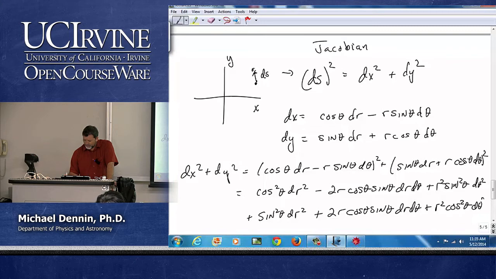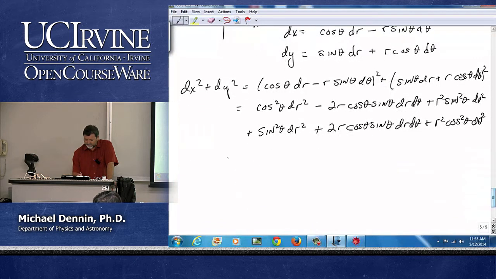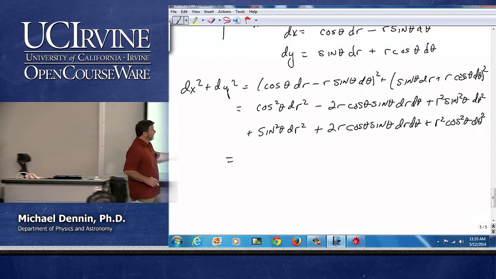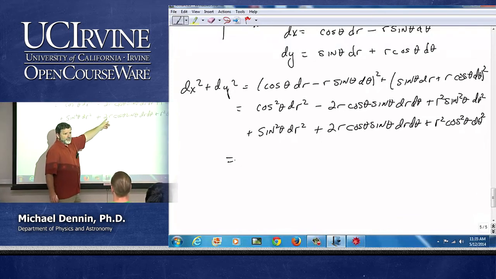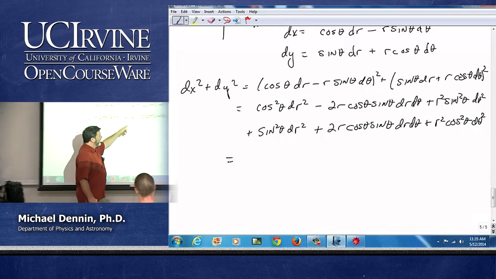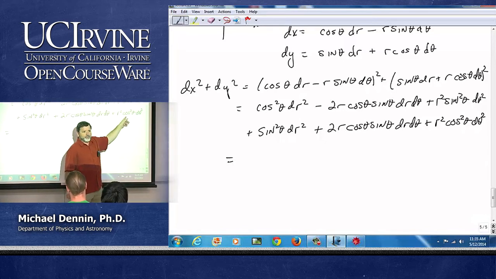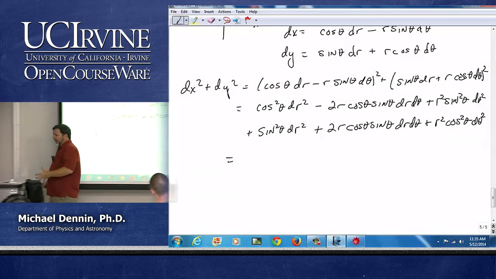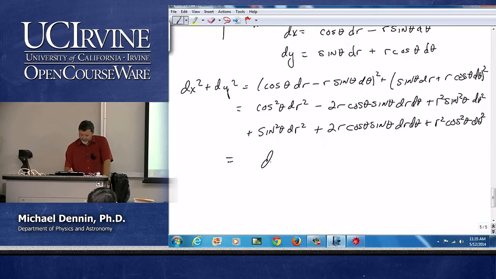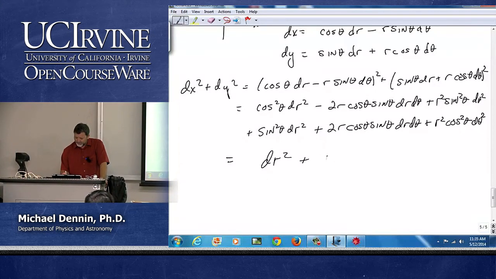So what do we notice about this sum? And I've lined it up perfectly. What? The mixed term cancels, it all goes to 1. This term cancels, and these are 1s because I've got a sine squared plus cosine squared. And what I have in the end, therefore, is dr squared plus r squared d theta squared.